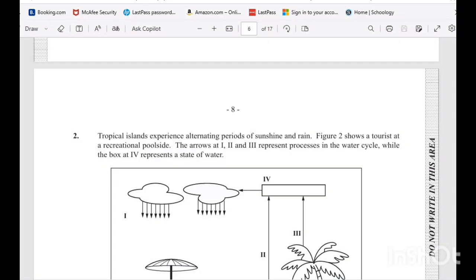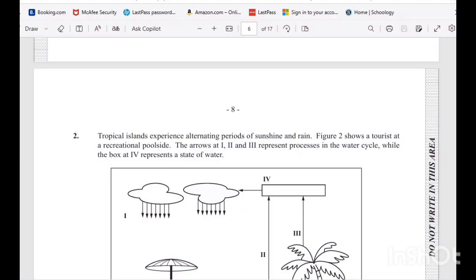Question 2. Tropical islands experience alternating periods of sunshine and rain. Figure 2 shows a tourist at a recreational poolside. The arrows 1, 2, and 3 represent processes in the water cycle, while the box at IV represents a state of water. So they're asking us, what are the processes happening at I, II, III and IV? What are the processes happening there?